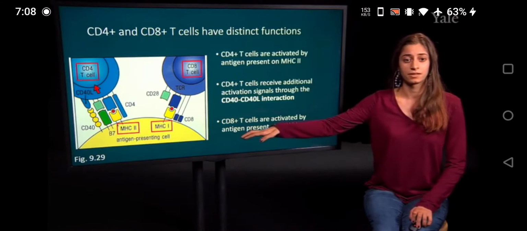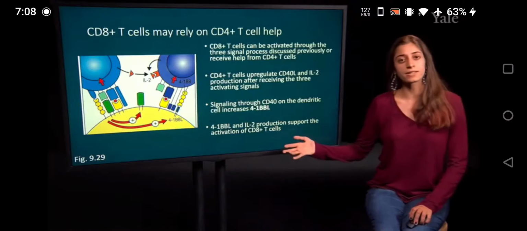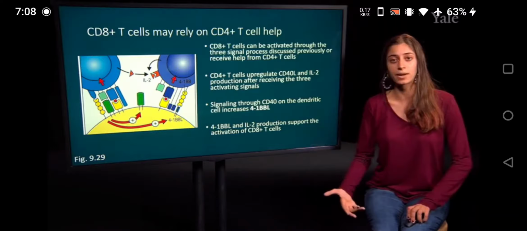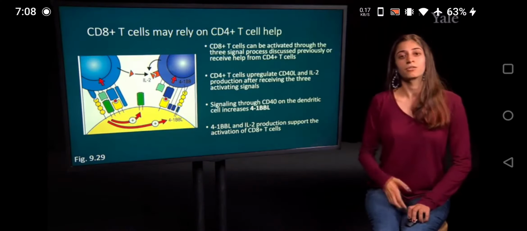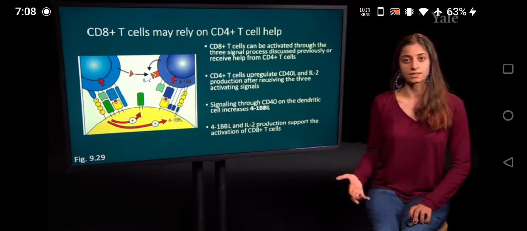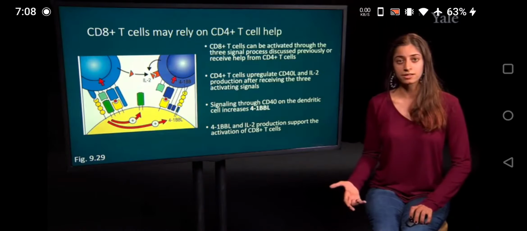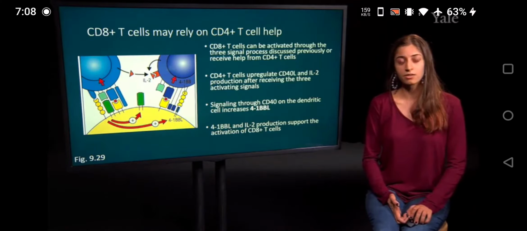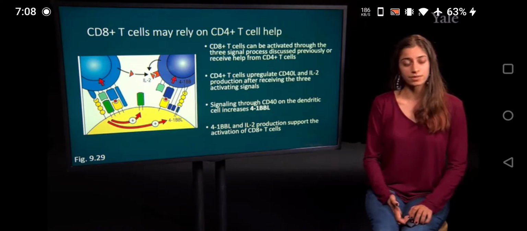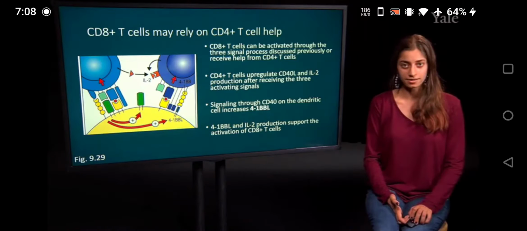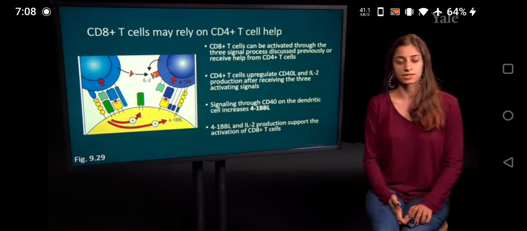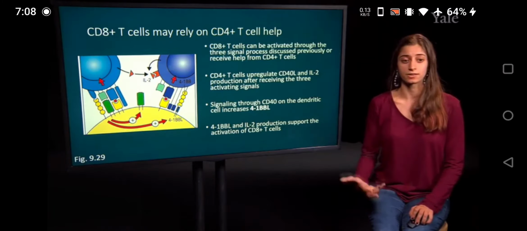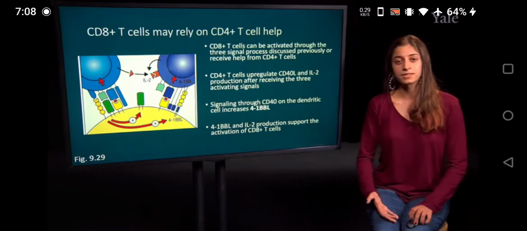Now we know that CD8 positive cells can be activated in the canonical 3-signal pathway we remember from the previous lecture. Recall that first, a T cell needs to see its antigen on the MHC. Then, it needs to receive co-stimulation from the antigen-presenting cell via B7-1, B7-2, signaling through their receptor CD28. And finally, the T cell needs to receive cytokine signals from the antigen-presenting cell that will tell it what kind of cell to become. However, CD8 T cells sometimes need a little extra help.